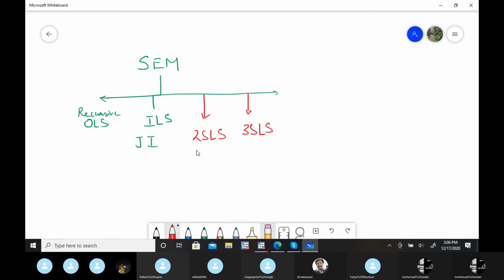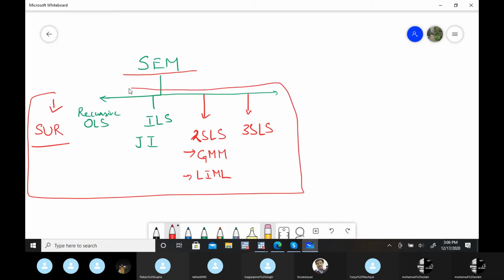For 2SLS, this second stage least square is not the only method. With that, there is a GMM method as well, and the limited information maximum likelihood method. And even with simultaneous equation models, there is one situation, that is seemingly uncorrelated regressions, SUR. These are the basic models that generally we study with the simultaneous equation case or structural equations.